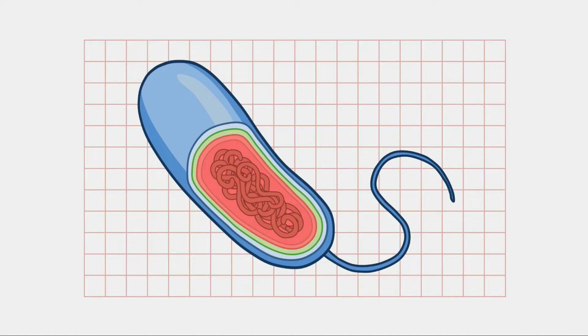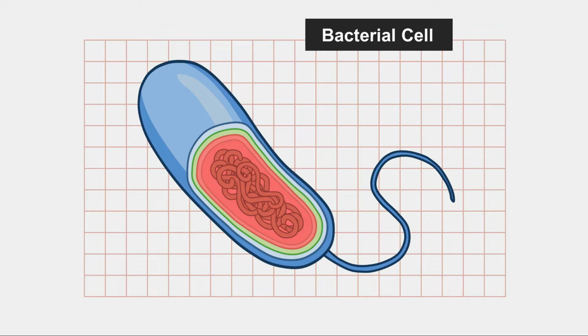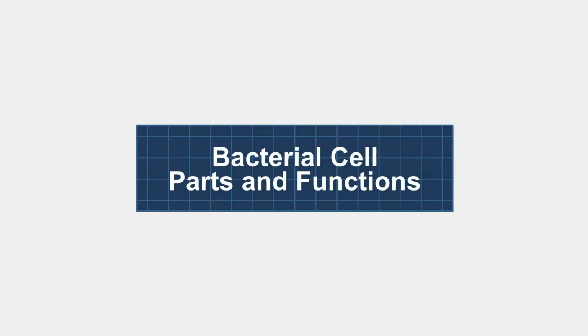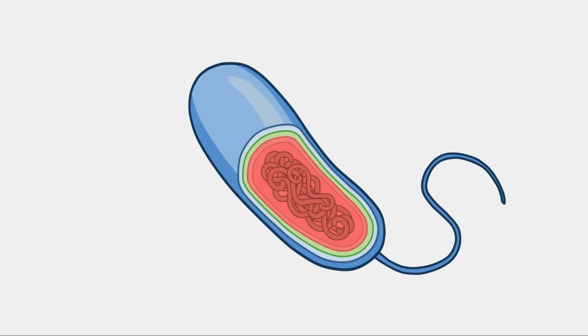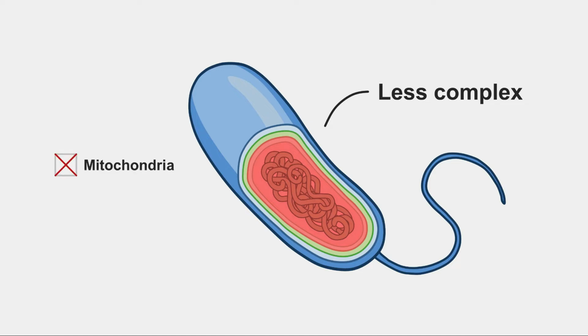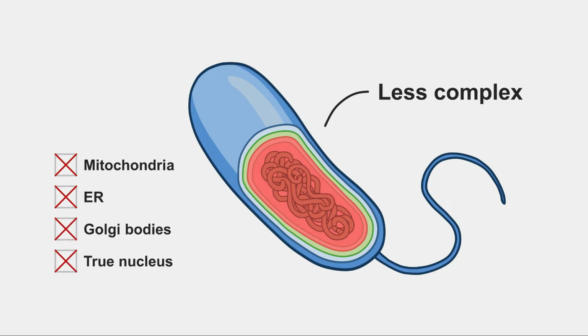An example of a prokaryote is a bacterial cell, infamous for causing diseases and other health problems like the Black Plague. However, they are still vital in our lives as they are part of the human microbiota. Unlike animal and plant cells which are eukaryotic, bacterial cells are less complex. Since it's a prokaryote, it lacks a mitochondria, endoplasmic reticulum, Golgi bodies, and a true nucleus.